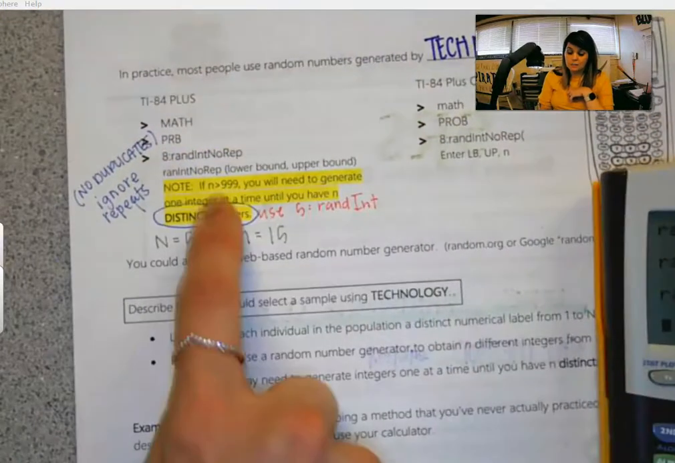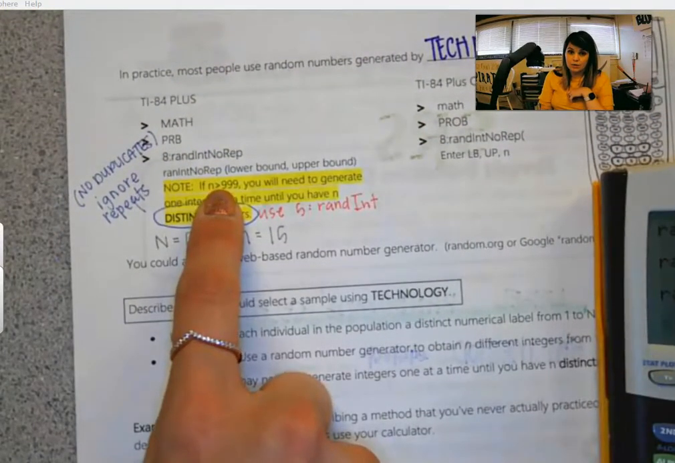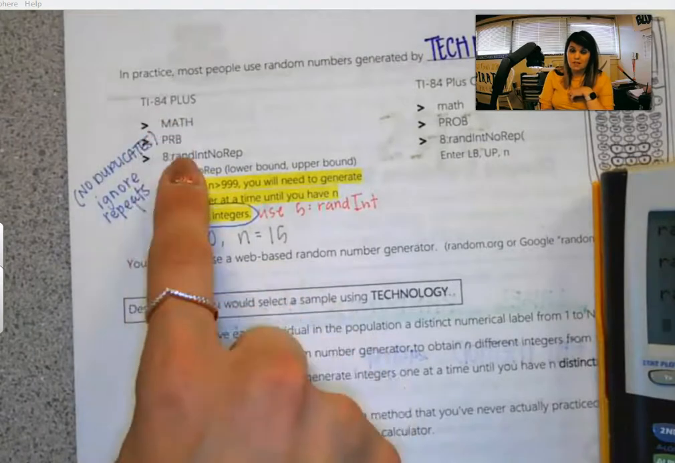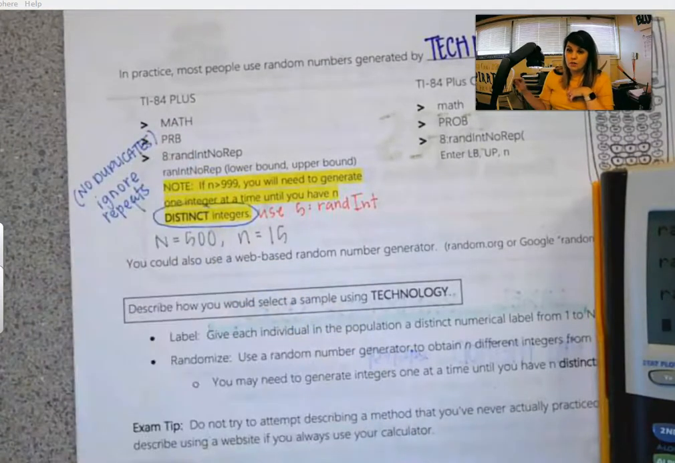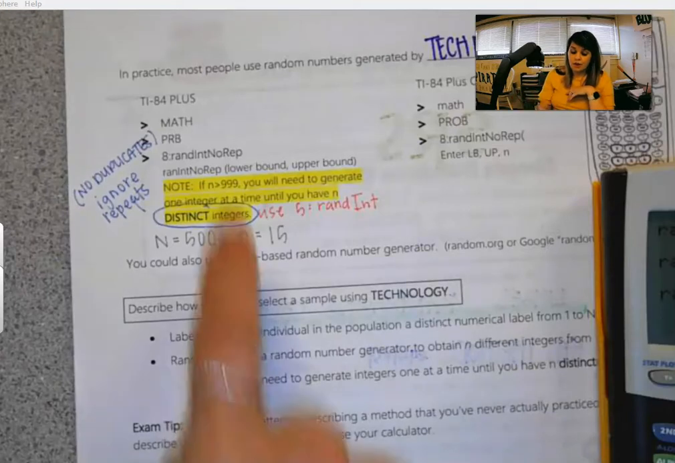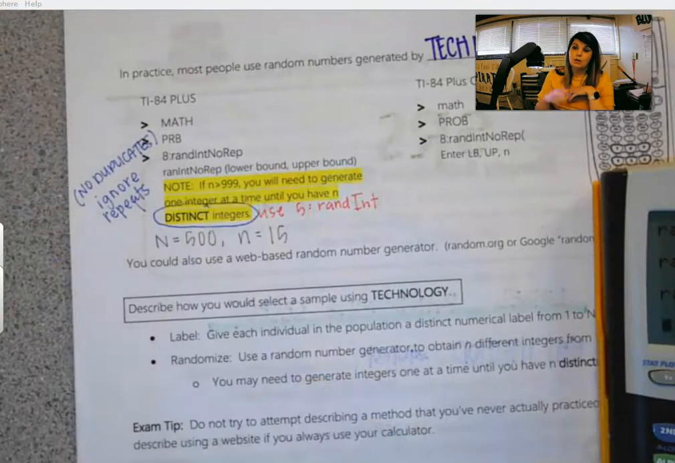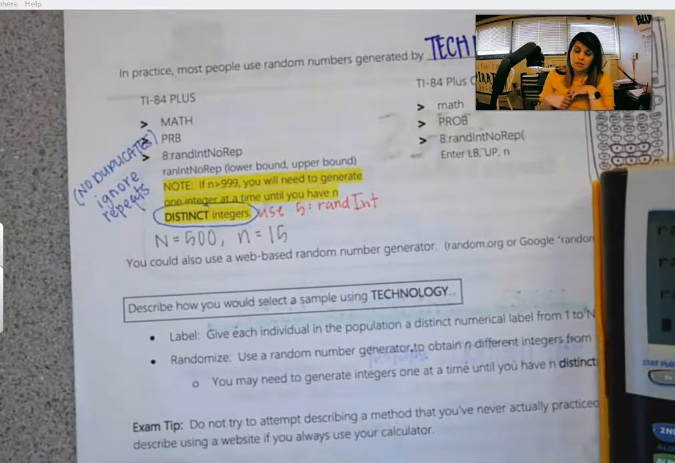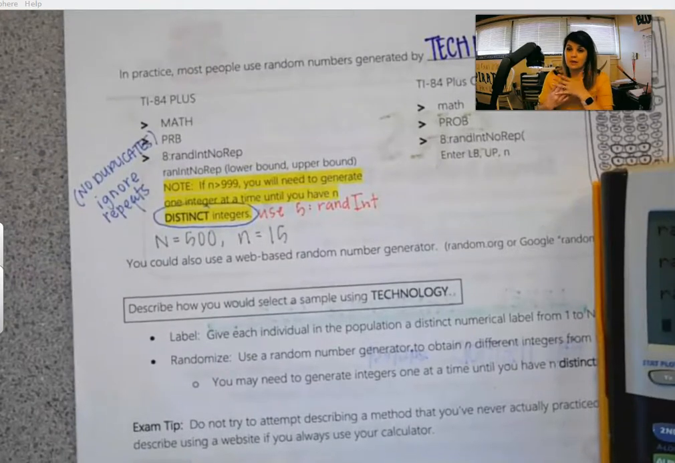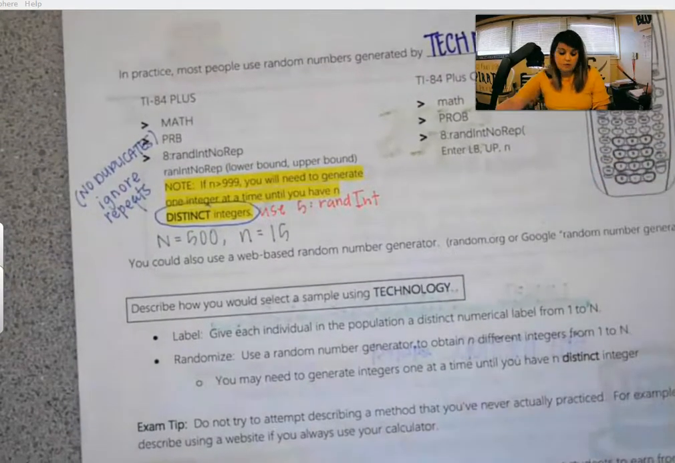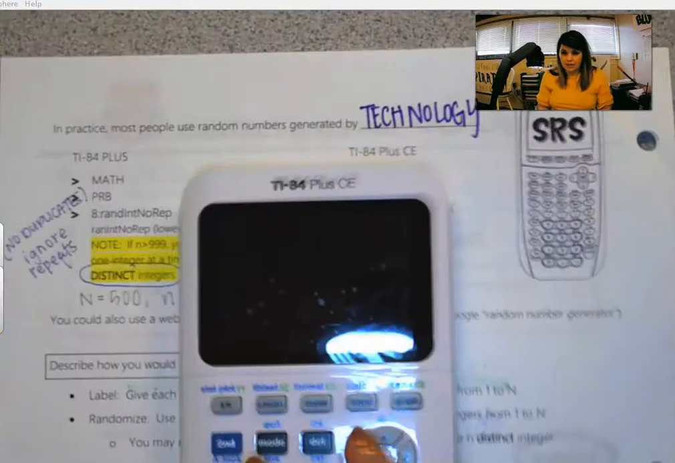If your sample size is less than 1,000, you use this. It'll order your numbers, it'll randomly order them, and you take the first n numbers as your sample. If it's greater than 999, you have to hit enter until you have 15 distinct or n distinct people. Now, if you have the newer calculator, you get lucky.